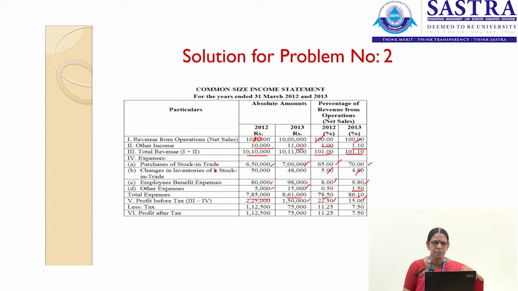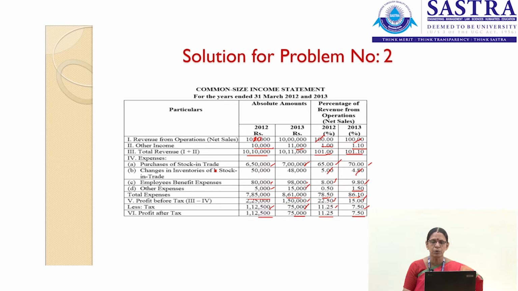Then tax, we have 1,12,500 and 75,000, which is said to be the 50% tax. So we'll have 11.25, we'll have 7.50. Again, profit after tax will be the amount remaining after taxation. We'll have 112,500 and we have 75,000. So that comes to 11.25 and 7.50. See to it, we have 11.25 and 7.50. So we have nearly 3.75% of decrease in your profit after tax.